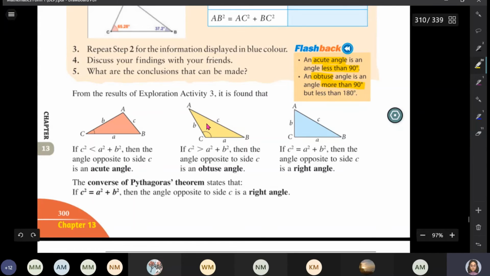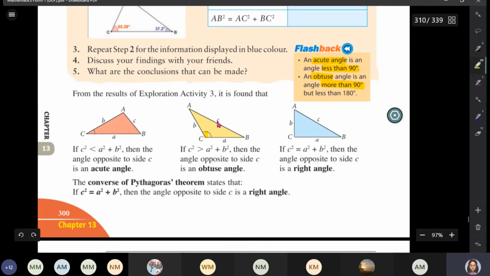Alright, sorry class. So this is the acute angle. And then if you get the value of A square plus B square, and the square of the hypotenuse is greater than the sum of this, that means the angle opposite to side C. So this is side C.